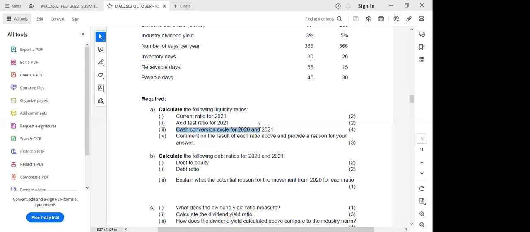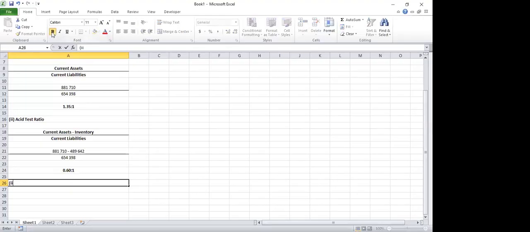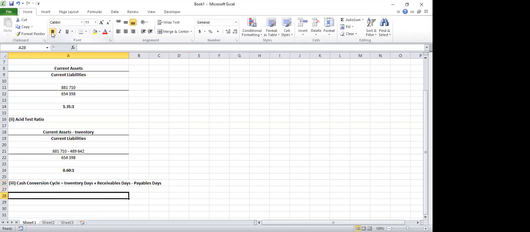Let's move on. Cash conversion cycle: it measures the number of days that it takes for us, for 2020 and 2021, to recover our cash after investing it. Right, so our cash conversion cycle is equal to the inventory days, that is the number of days it takes us to sell our inventory, plus the receivables days, that is the average number of days it takes our customers to pay us, minus the payables days, that is the number of days it takes us to pay our suppliers.